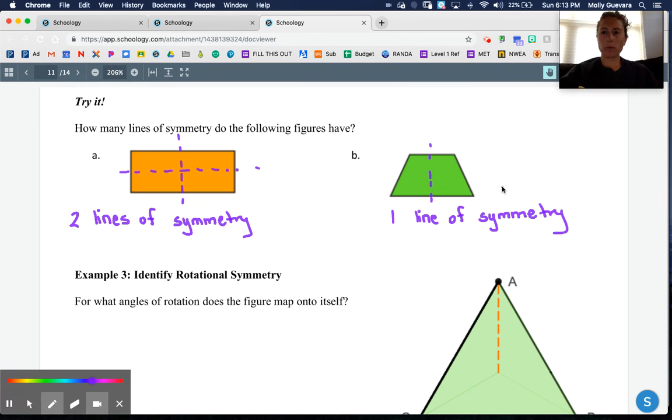Okay, so check your work here. For A, we should have 2 lines of symmetry. We have that vertical line of symmetry and the horizontal line of symmetry. And then for B, we only have 1 line of symmetry. You can't go across the middle there because it won't line up on itself. Okay, so we only have 1 line of symmetry for B.